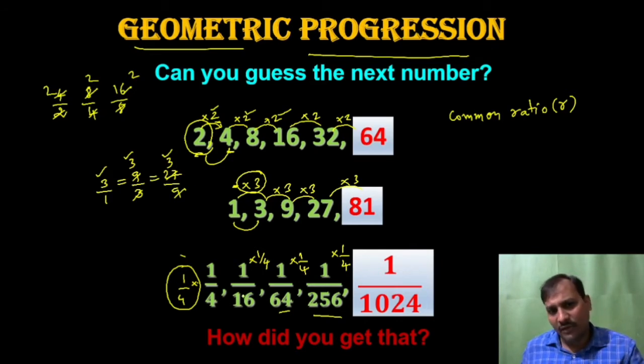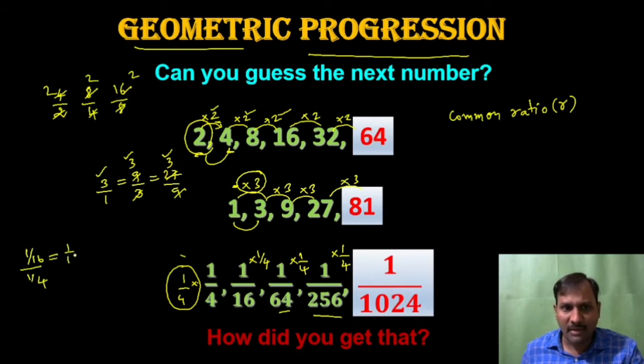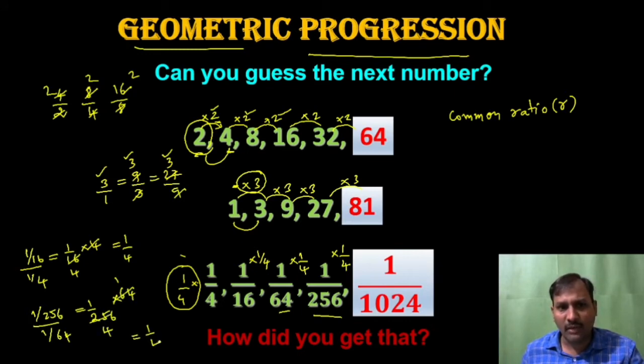And here, if you observe 1 by 16 divided by 1 by 4, how can you write this? 1 by 16 into 4, that is 4 ones are 4, 4 fours are 16, that is 1 by 4. Or you take 1 by 256 divided by 1 by 64, which can be written as 1 by 256 into 64. 64 ones, 64 fours, that is 1 by 4. Therefore, if the ratio between any two consecutive terms is constant, then that sequence is called a geometric progression and that constant term is called the common ratio.